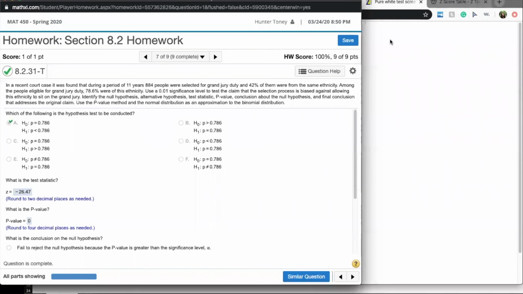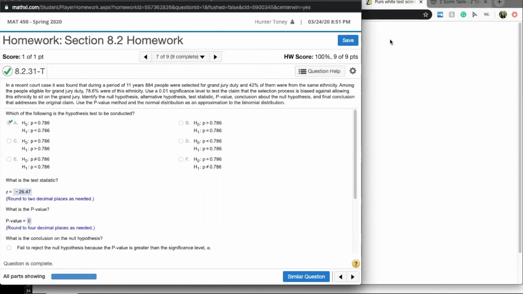All right, guys, so I want to do another sample problem on 8.2 because I know this one is a little bit more on the difficult side. This problem says, in a recent court case, it was found that during a period of 11 years, 884 people were selected for grand jury duty, and 42% of them were from the same ethnicity. Among the people eligible for grand jury duty, 78.6% of them were of this same ethnicity.